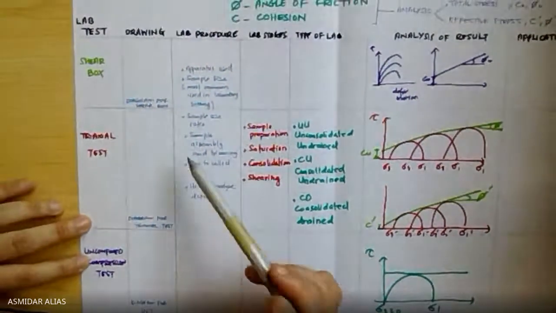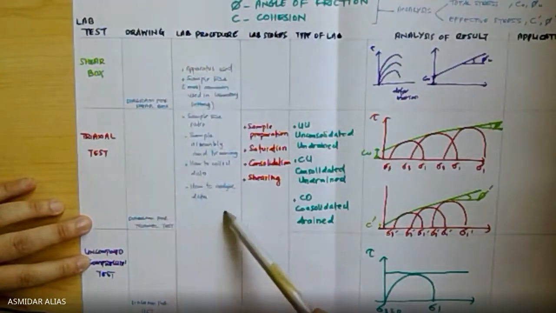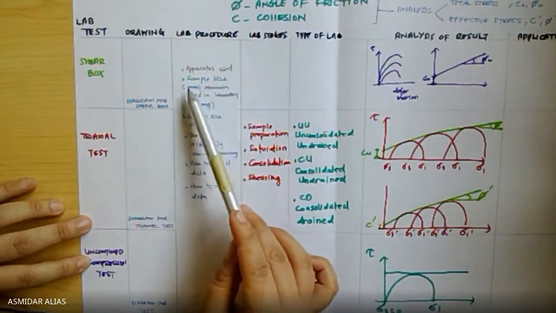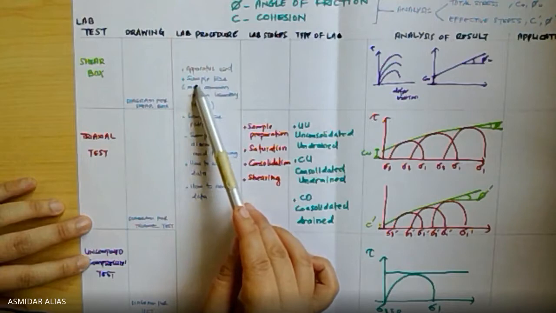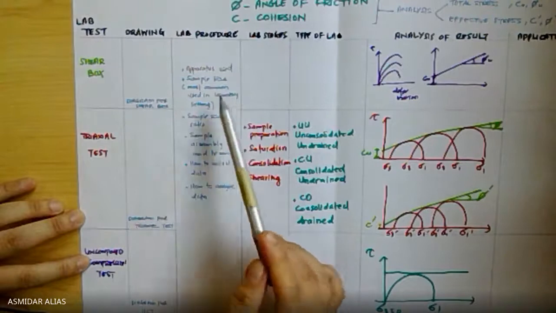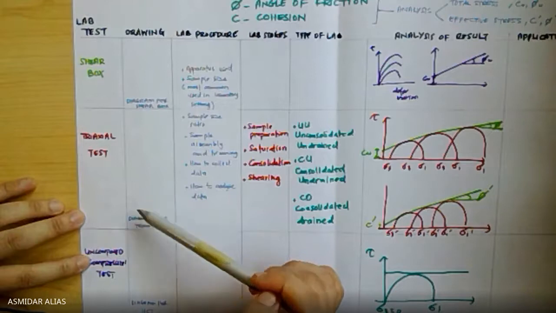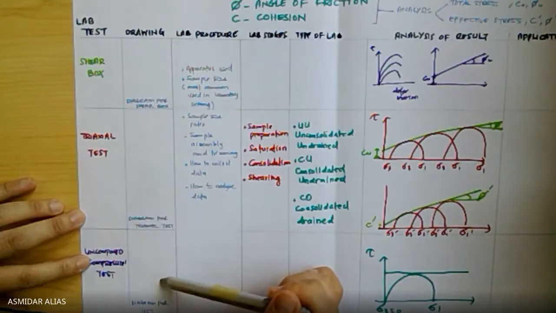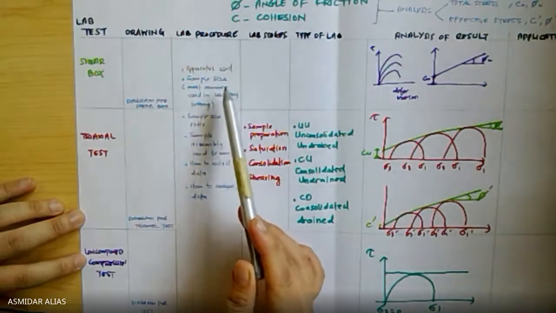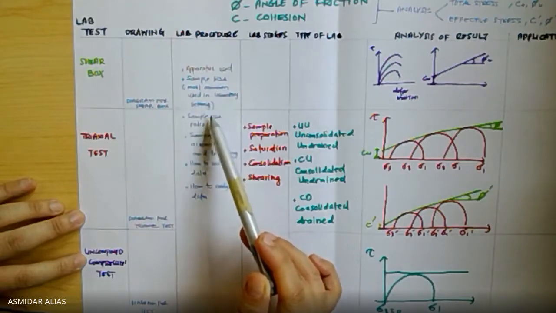And of course for every lab, we have quite a few general things that we need to follow. The first one is the apparatus used. Then we need to know the sample size used for the different tests, because the shear box test uses a different size, the triaxial test also uses a different size of sample, and the unconfined compression test also uses a different size of sample. And then you can explain in terms of what is most commonly used in the laboratory setting.